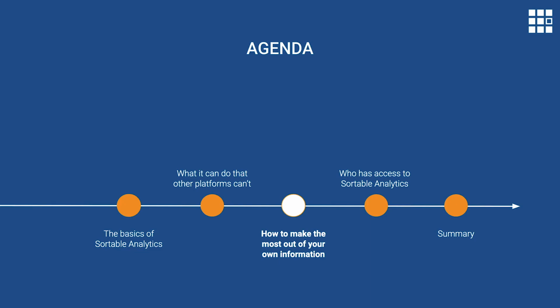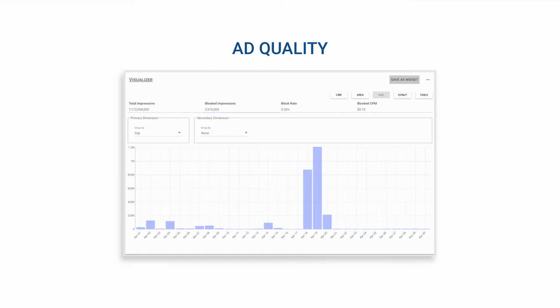Next, we're going to dive into some other reports to really make the best use of your own information. Here's a quick look at one of the ad quality reports that you can run with Sortable Analytics. It allows you to understand what we here at Sortable are doing for you on the ad quality side of things. As many of you probably know, ad quality is a top priority for us here at Sortable.